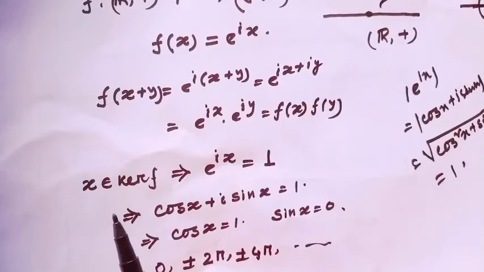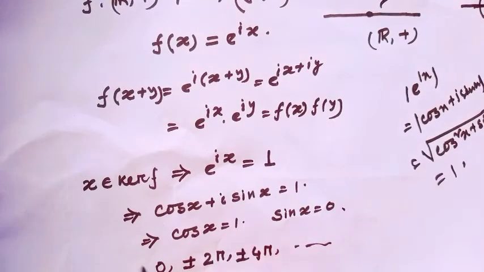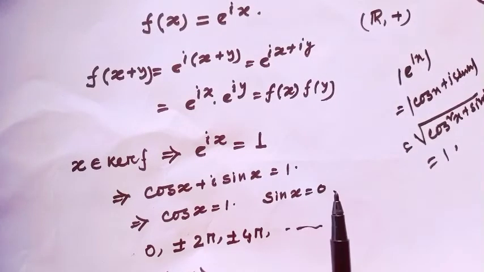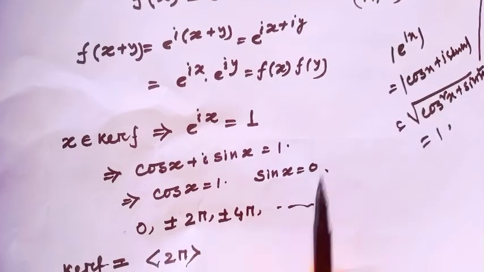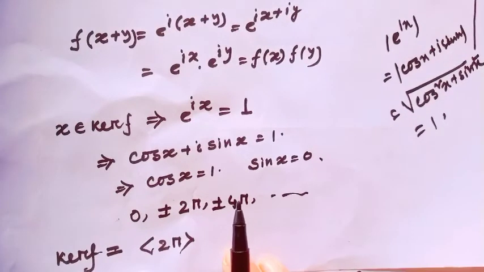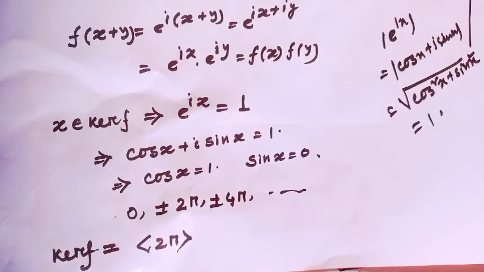What is the kernel? Let x belong to kernel f. That means e to the power ix equals 1, and e to the power ix equals cos x plus i sin x, which is equal to 1. From that line we can write cos x equals 1 and sin x equals 0. And what will be the value of x? The value of x would be 0, plus or minus 2 pi, plus or minus 4 pi, and so on. So the kernel of f equals the cyclic subgroup generated by 2 pi.